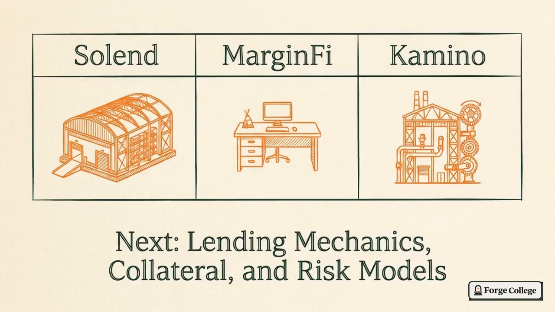To summarize, Solend is an efficient warehouse with a global sensor. MarginFi is a multi-room office with personal folders. And Kamino is a factory using subcontractors to grow assets. Now we're ready to apply the math in our next lesson.